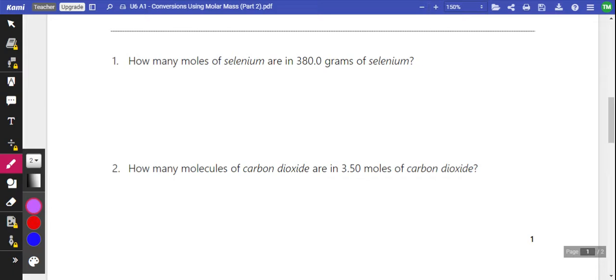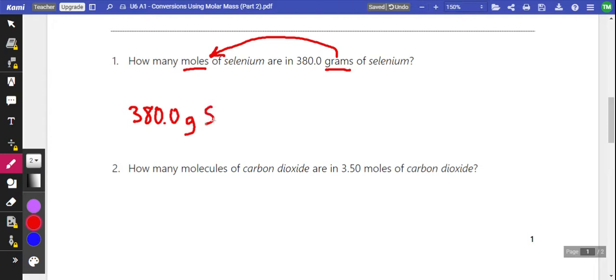How many moles of selenium are in 380.0 grams of selenium? Well, okay, so I'm starting with a unit of grams. I'm going to be getting to a unit of moles. So I'm going to need to do a conversion. And even if I don't know how to do that conversion yet, I know how to start it. I have data that I can convert, so let's start with that out front here. 380.0 g for grams, Se for selenium.